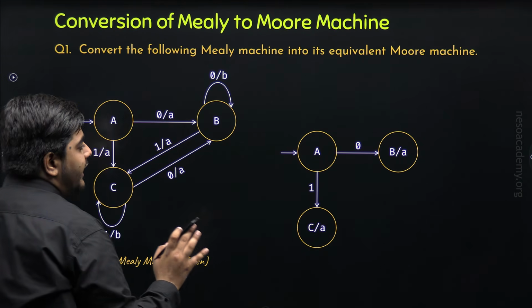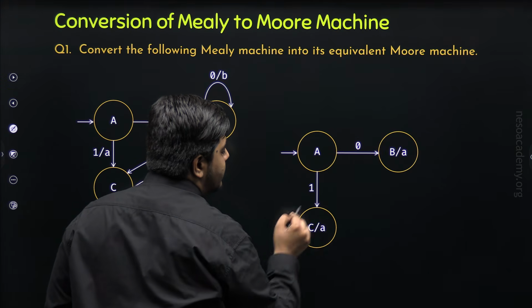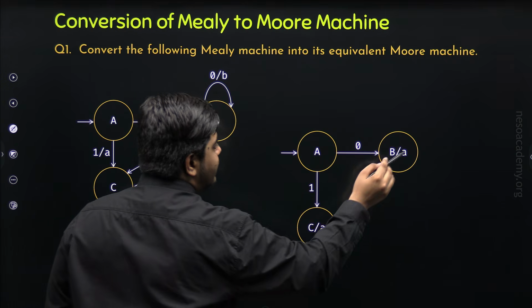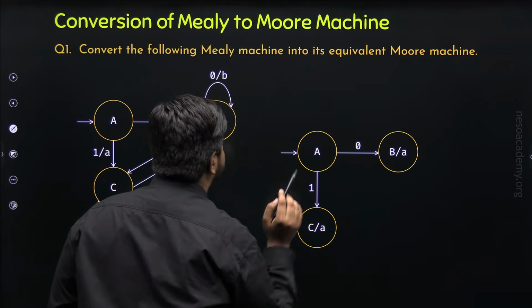Now we have to create the transitions for these two states for both the input symbols, 0 and 1. Let's start with this state, that is B.